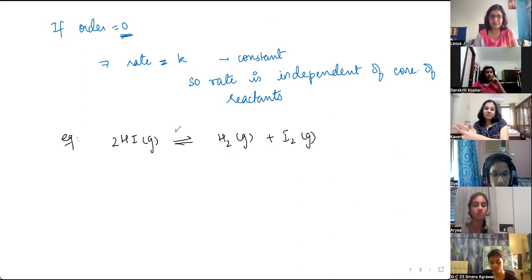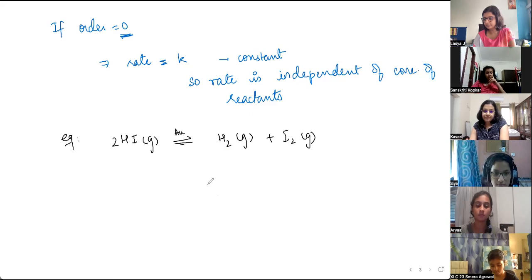This is when it takes place over a gold catalyst. Yeah, so this is an example. Elementary and all, we can look at it afterwards.